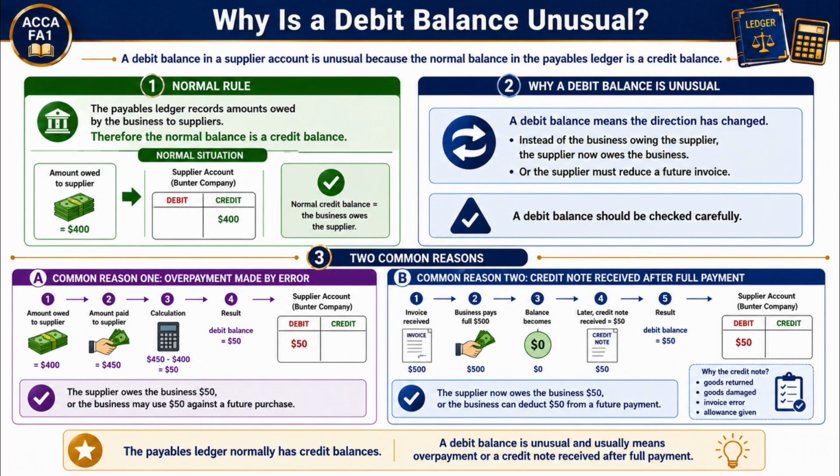Why is a debit balance unusual? A supplier account is part of the payables ledger. The payables ledger is mainly used to record amounts owed by the business to suppliers. So the normal balance is a credit balance. A debit balance is unusual because it means the direction has changed. Instead of the business owing the supplier, the supplier now owes the business, or the supplier must reduce a future invoice. That is why a debit balance should be checked carefully.